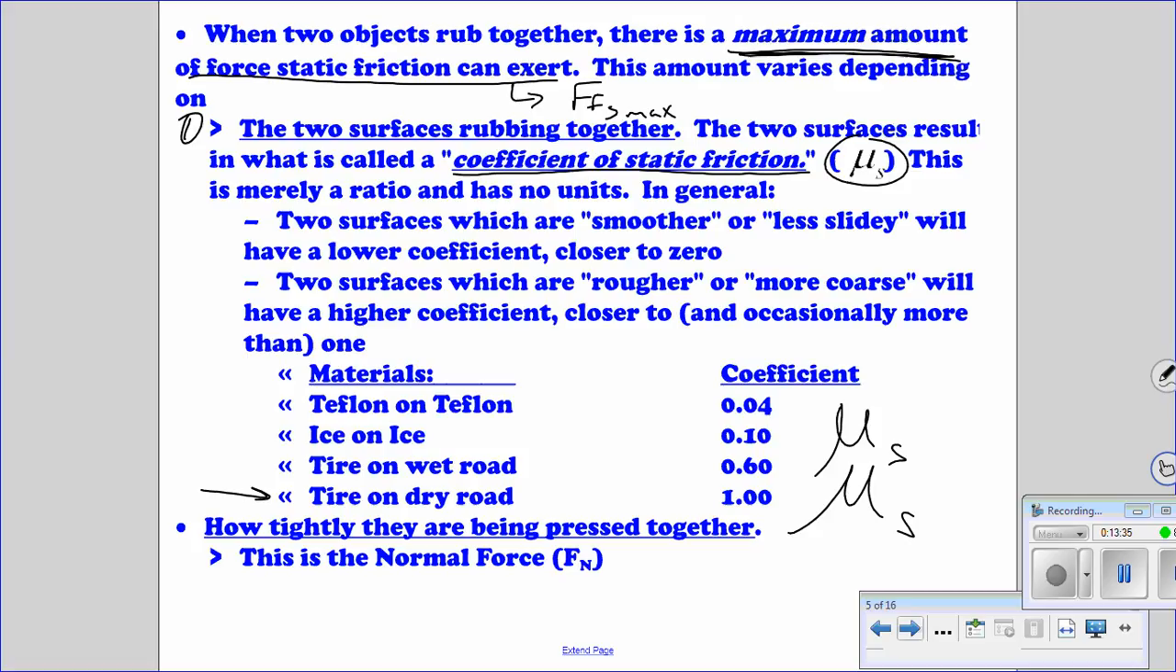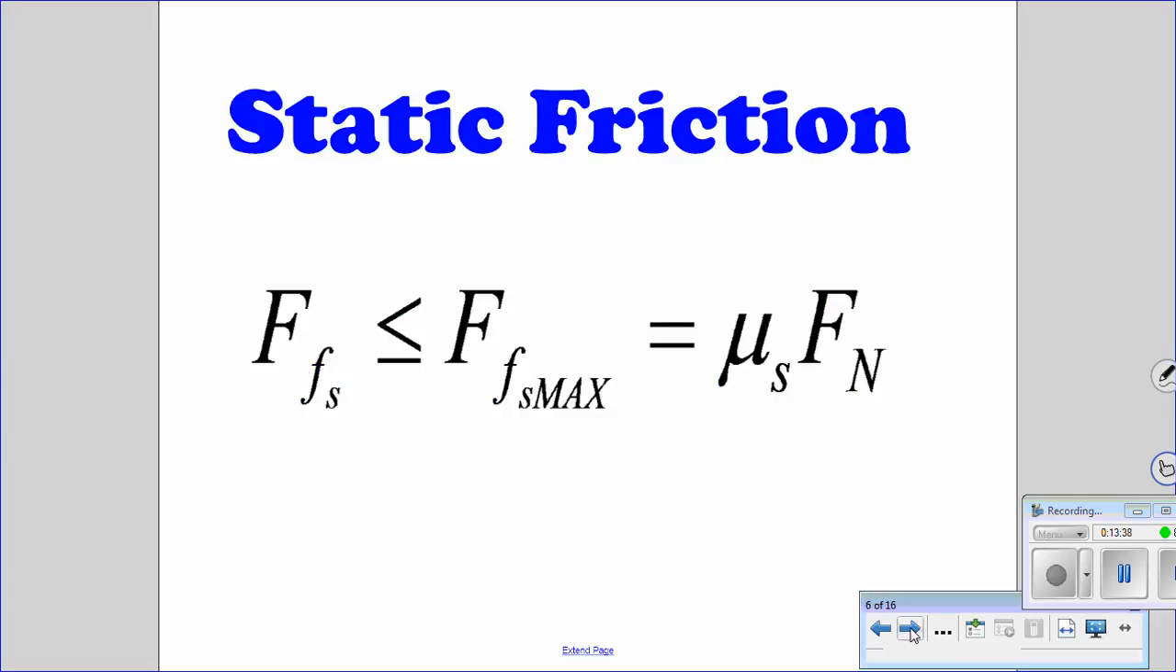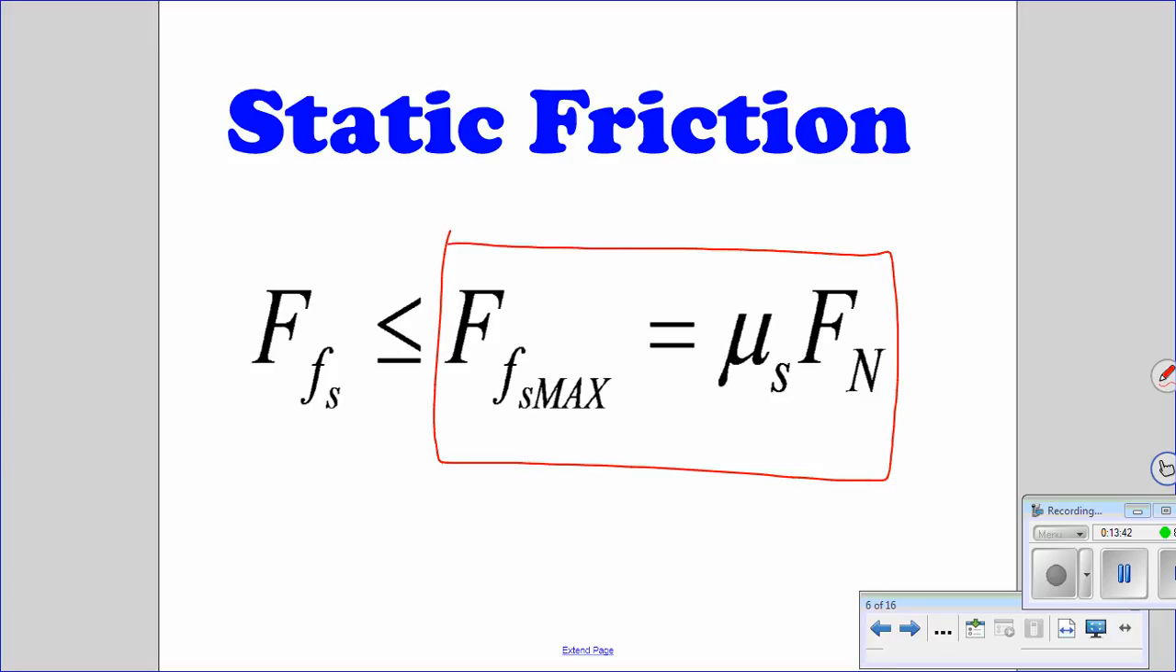So it turns out then that to calculate the maximum force of static friction, you take your coefficient of friction, which remember that's just a ratio with no units, and you multiply it by the normal force. Okay? And then your force of static friction is always going to be less than or equal to that, because by definition, that's the max. Cool?